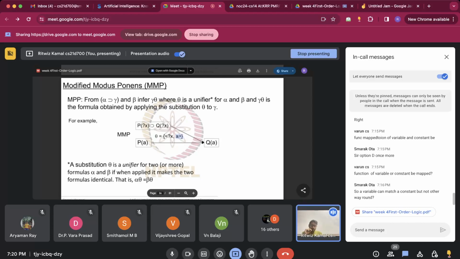Exactly. What Smarak is saying in the chat, a variable can match a constant, but we cannot assign a constant another variable, right? That is against the point that we're trying to make. A variable is a variable because it can take multiple varying values. So one of the values that it can take is also a constant, but assigning a constant a variable is counterintuitive, right?